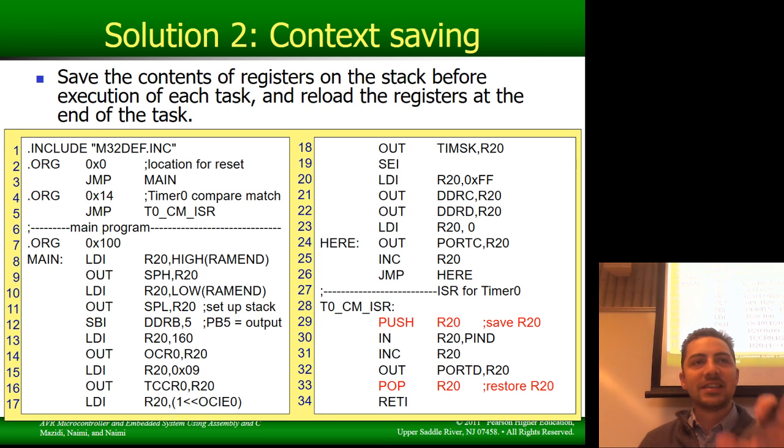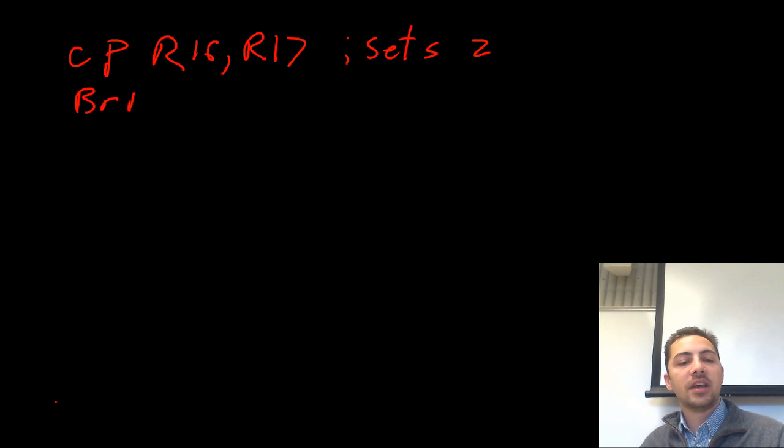But this isn't the really dangerous one. This one is relatively easy to spot. Where things get really big is when we get into conditional jumps. Why are conditional jumps a problem? Let me give you a very basic idea. So we say CP R16, R17. This sets maybe the Z flag. And then we do a branch if not equal to task.